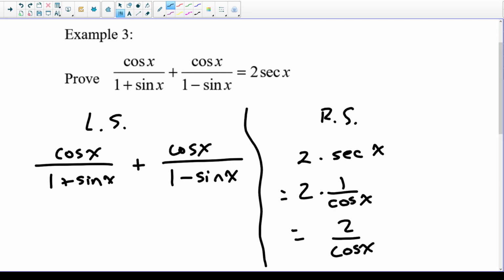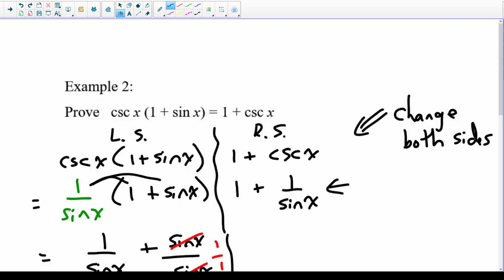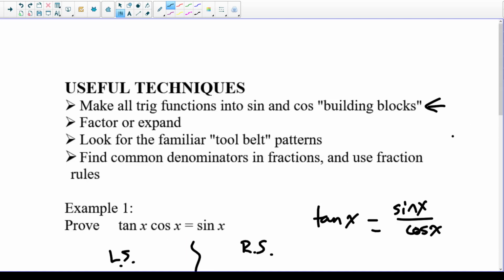So just to help you out, let's go back up to some of the suggested processes we're supposed to follow when we do these. All right. So we made all of our trig functions look like sine and cos. Do we have to factor or expand? No. We did already look for our tool belt patterns. We haven't seen any others yet. But look at this last suggestion. Find common denominators in fractions.